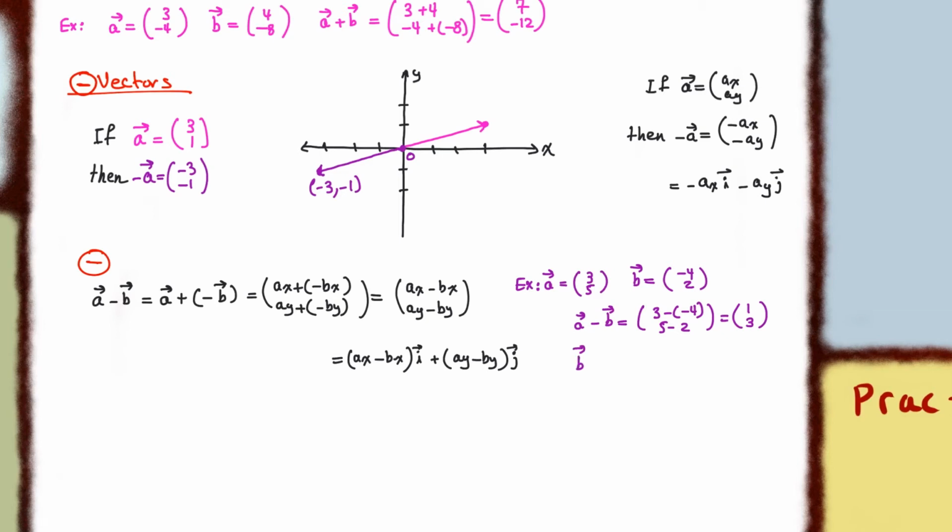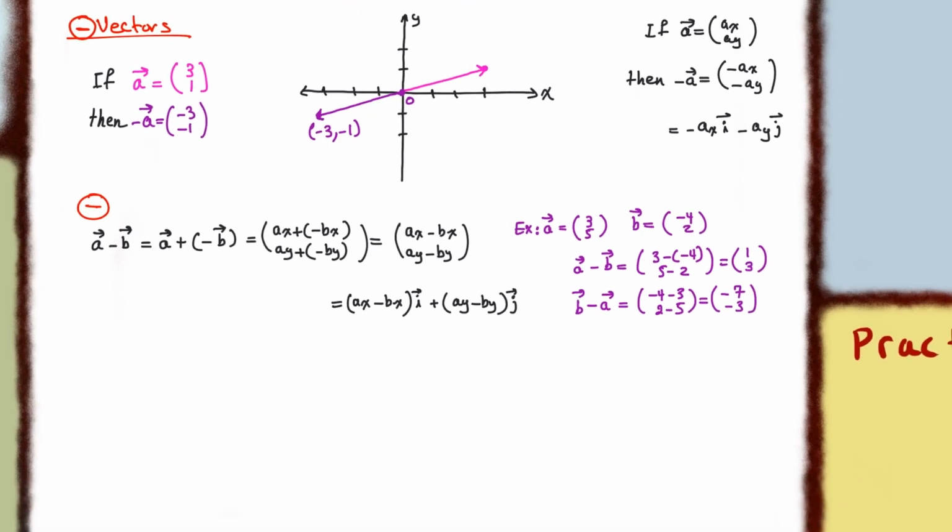Note that A minus B does not always give us B minus A. In this case, B minus A is negative 4 minus 3 for our x component, and 2 minus 5 for our y component, giving us negative 7, negative 3 as our final answer.